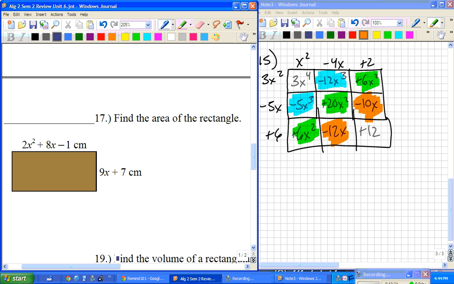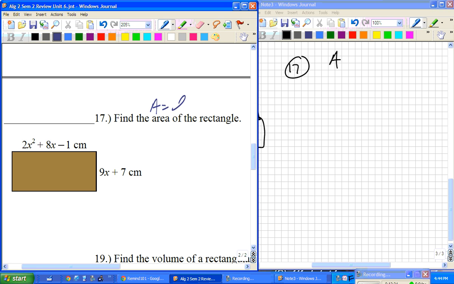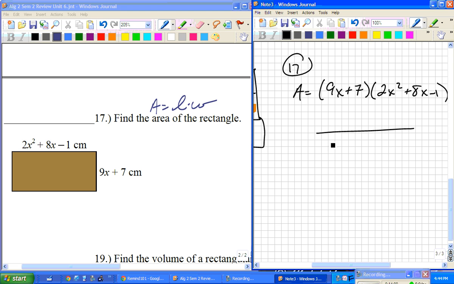Number 17 is asking us to find the area. Now, when we're finding the area of something, remember that area equals length times width. Okay, so you're going to multiply those two together. So area equals my 9x plus 7 times 2x squared plus 8x minus 1. Okay?